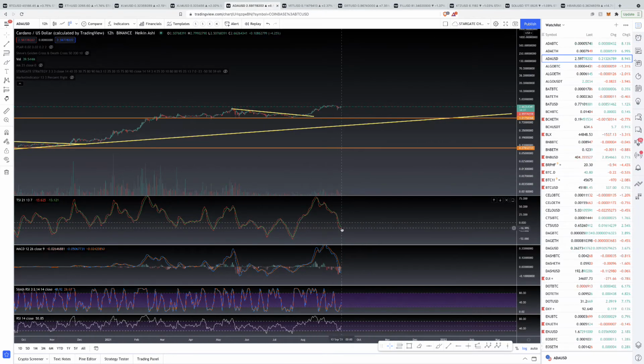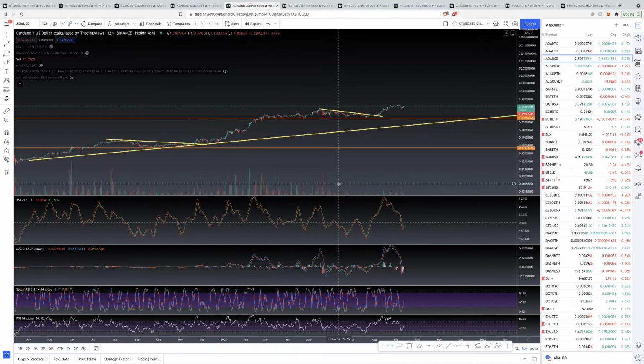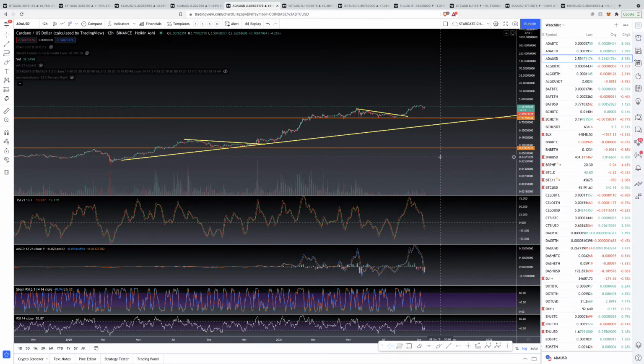We're seeing hard crosses up, hard cross up, hard cross up. It's likely Cardano is going to start running.